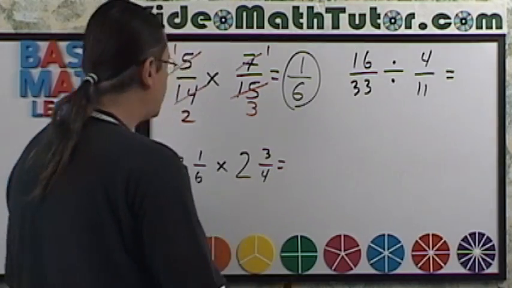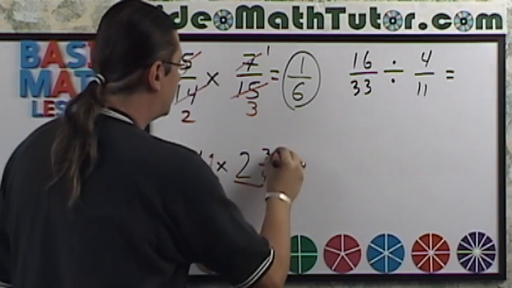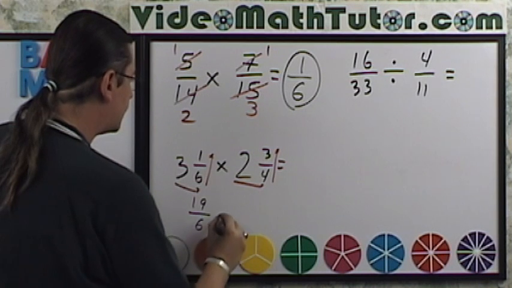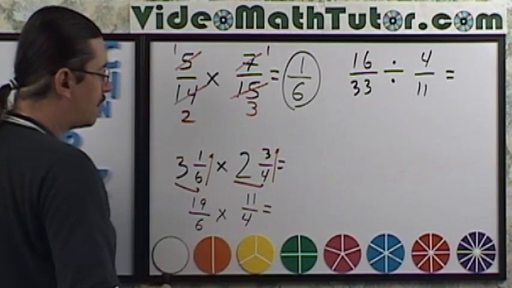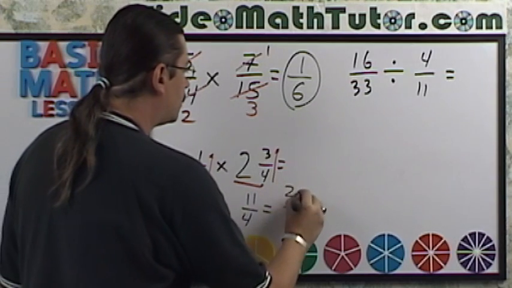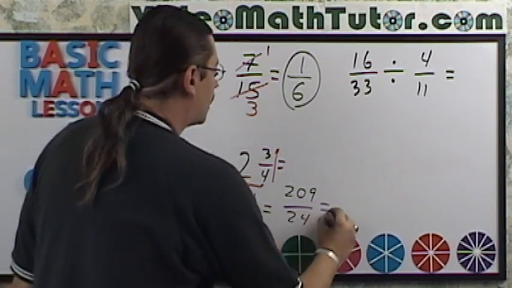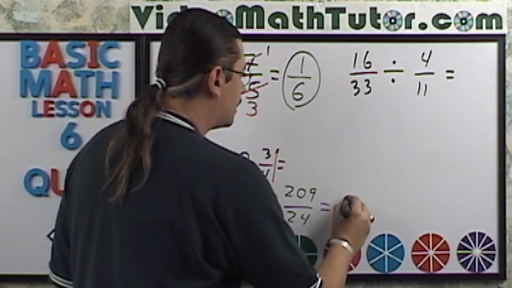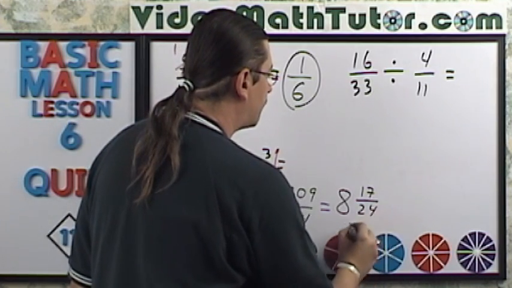Now for here, I want to change my mixed numbers into improper fractions. So I'm going to multiply, add. And you're going to get 19/6 times 11/4. Unfortunately, nothing cross cancels, so this is equal to 19 times 11 is 209. 6 times 4 is 24. And you just have to do long division to get your mixed number, and you're going to get 8 and 17 is the remainder, so put that on top of the 24.